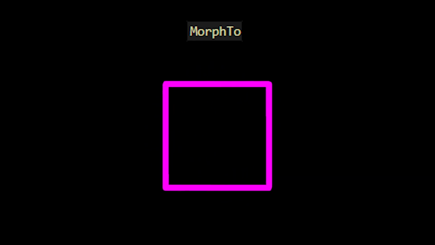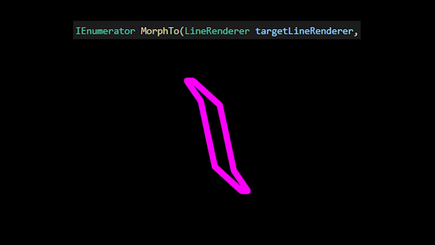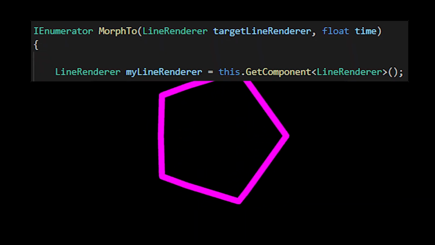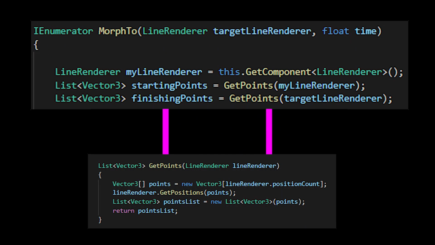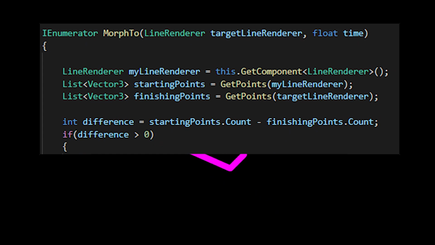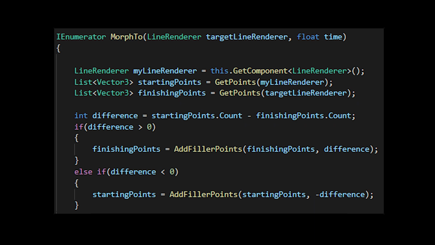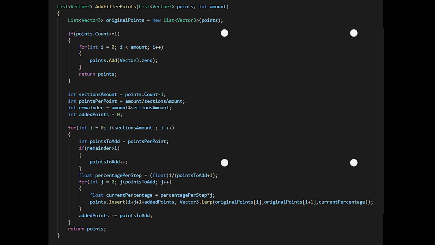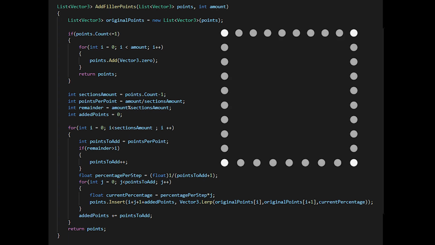To morph, you need to know what you are morphing into and how long you want it to take to morph into it. You also need to know who is morphing and then get the list of all the points in both line renderers. Once that's done, you will need to add filler points to whichever line has less. The way I handle this is to space out the extra amount of points in between the original ones.